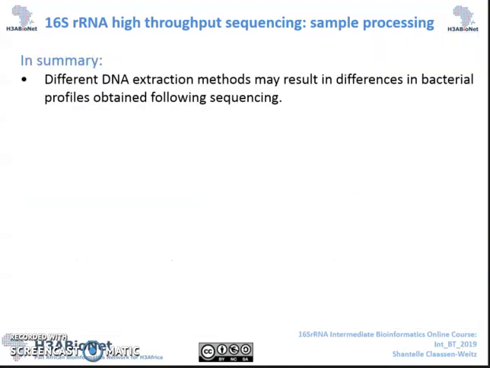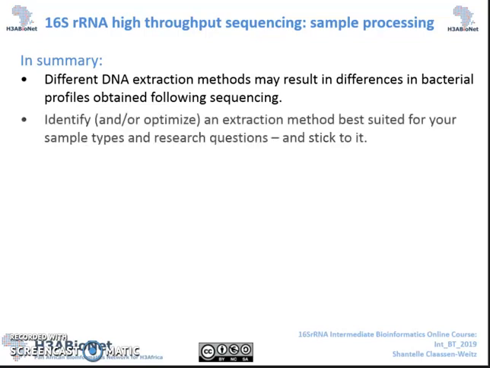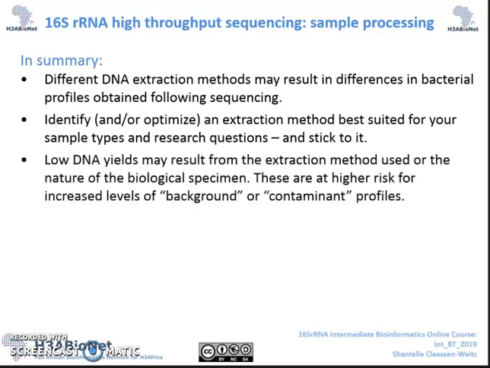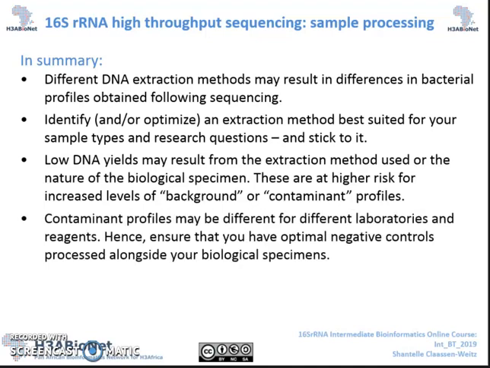So in summary, different DNA extraction methods may result in differences in bacterial profiles obtained following sequencing. Aim to identify and/or optimize an extraction method best suited for your sample types and research questions, and stick to it. Low DNA yields may result from the extraction method used or the nature of the biological specimen in itself. Low biomass DNA are at higher risk for increased levels of background or contaminant profiles. Contaminant profiles may be different for different laboratories and reagents.